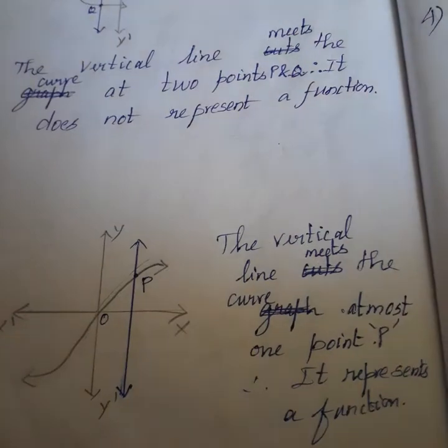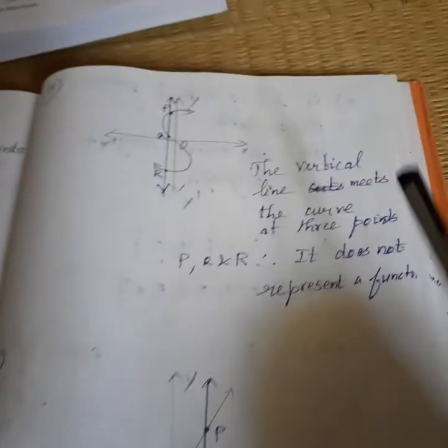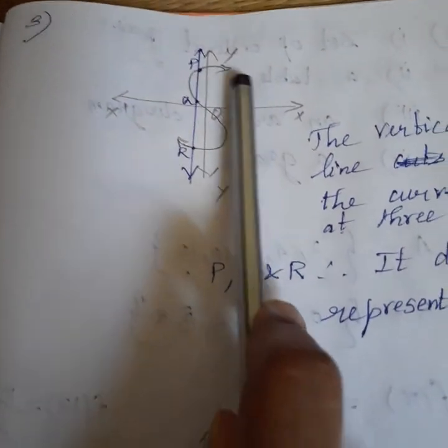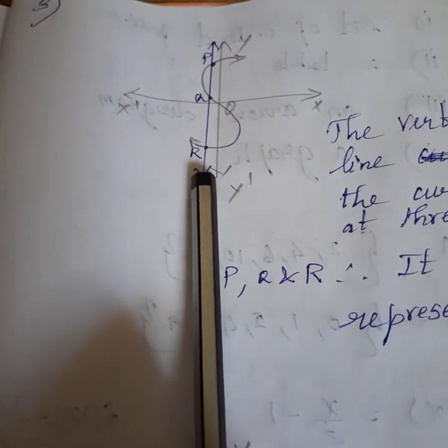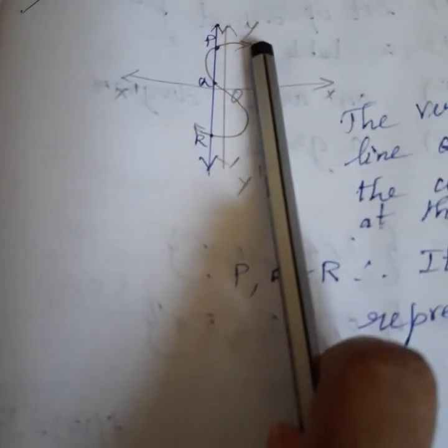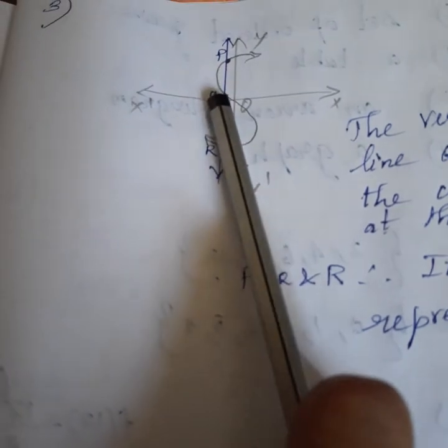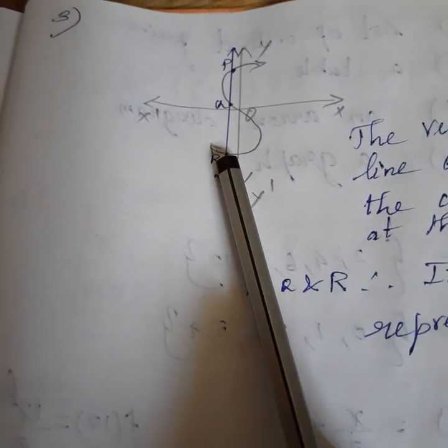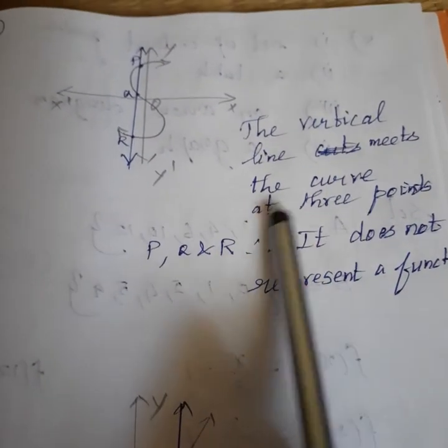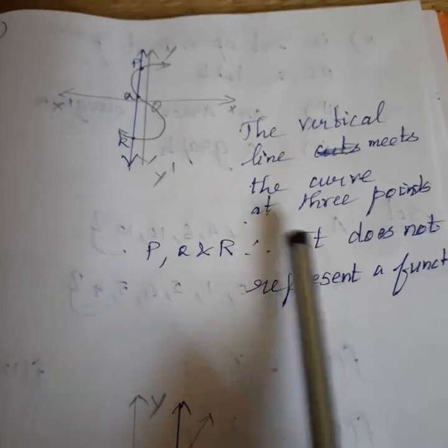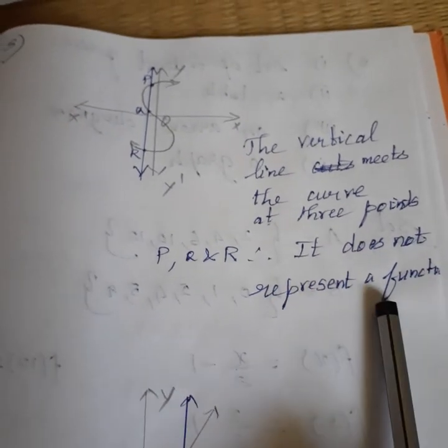Alright. Then question number 3. So this is the figure and the blue color ballpoint pen with which I have drawn the vertical line. Now just see here. It touches at 3 points. Can you see? P, Q and here R. So it touches 3 points, okay. So the vertical line meets the curve at 3 points P, Q and R. Therefore, it does not represent a function.